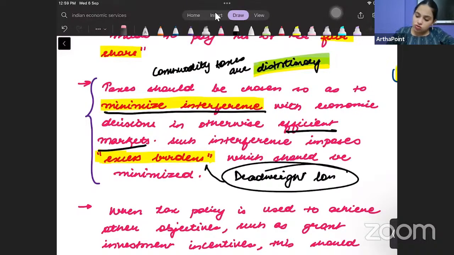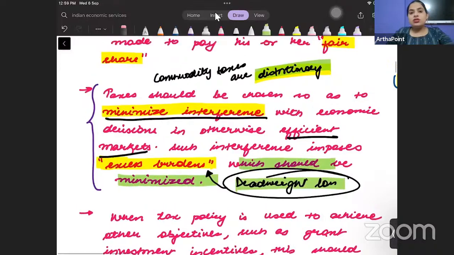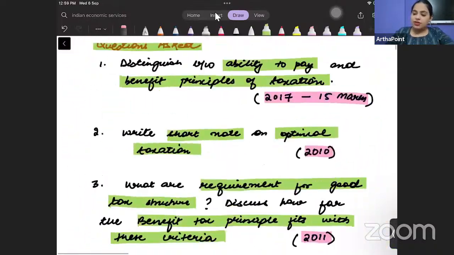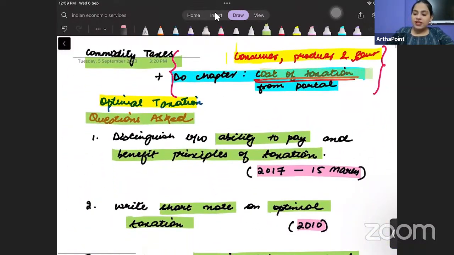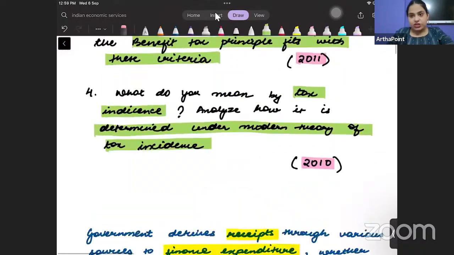Deadweight loss is also known as the excess burden. So, what is a good tax? A good tax is one which minimizes this excess burden. Again, beta, this deadweight loss is well explained in the chapter that I have given you, cost of taxation. So please revise that chapter.